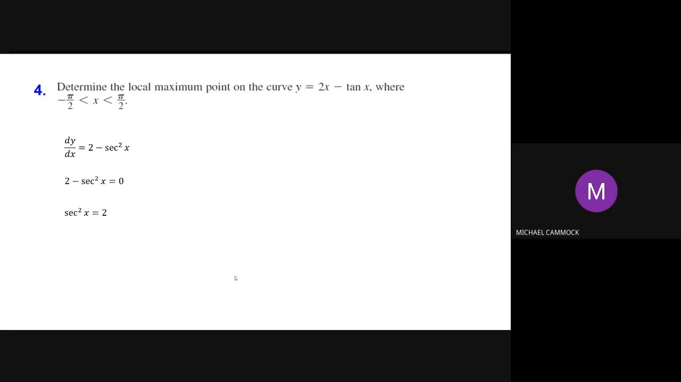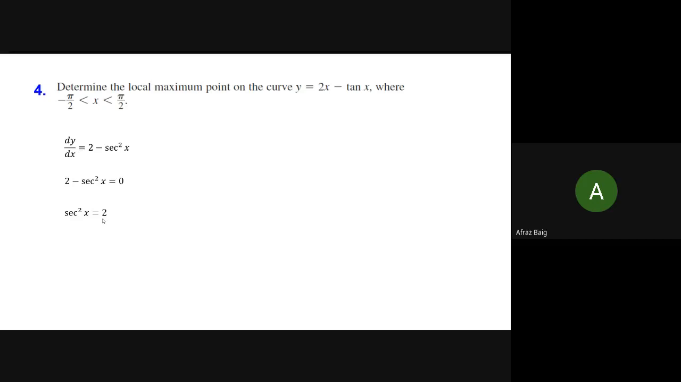Well, how do I solve for sec? I mean, I know how to solve for sine and cosine and tangent. But what happens when it's a reciprocal ratio? Are there any suggestions as to how I can solve this equation? Because this is where I'm going to get my critical numbers from. So do we have any advice for how I can solve this? Sec squared x equals 2.